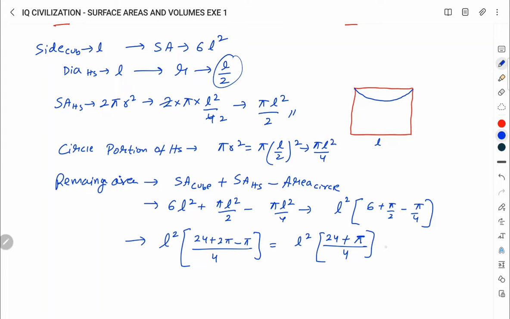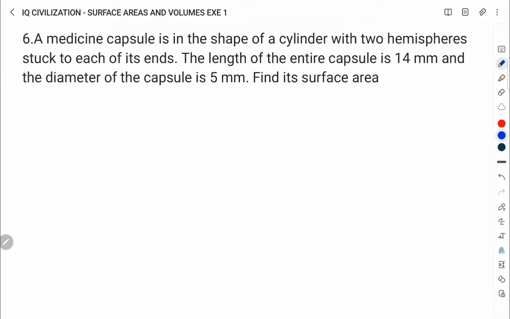This is the answer for remaining surface area, cm square. Next one. This is very easy. A medicine capsule in the shape of a cylinder is my keyword, with 2 hemispheres stuck on the edge. See, this is the capsule shape. Okay, I will use another color. A cylinder with those 2 hemispheres.